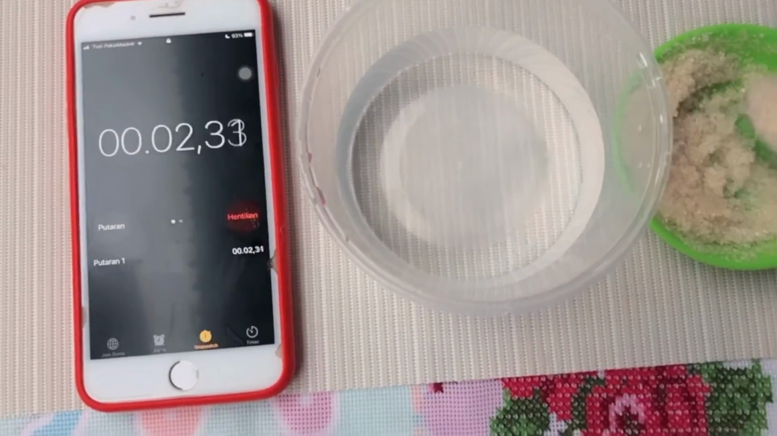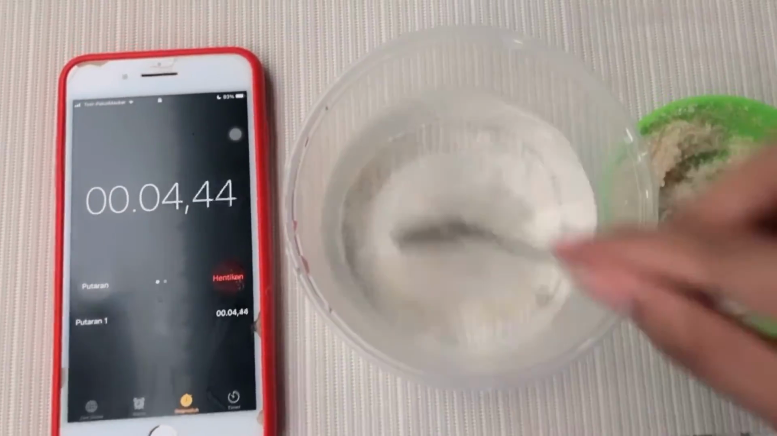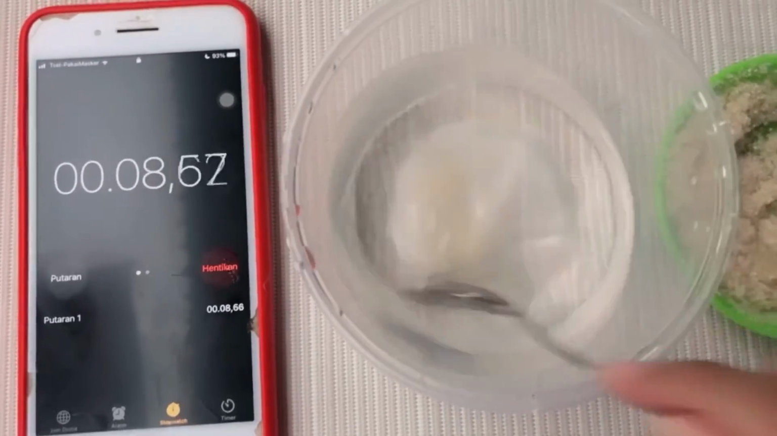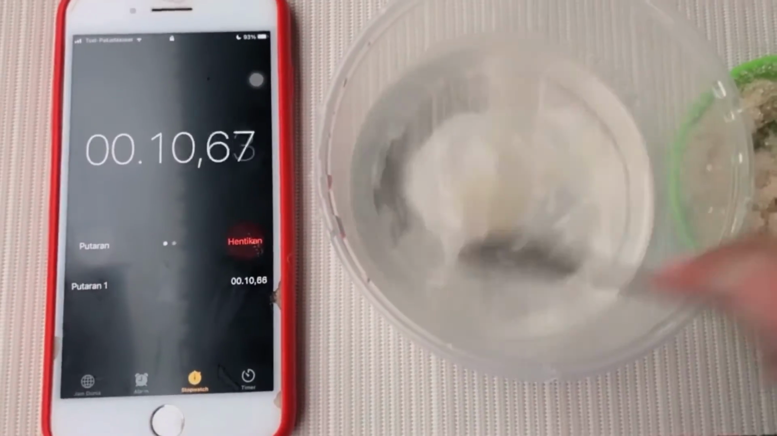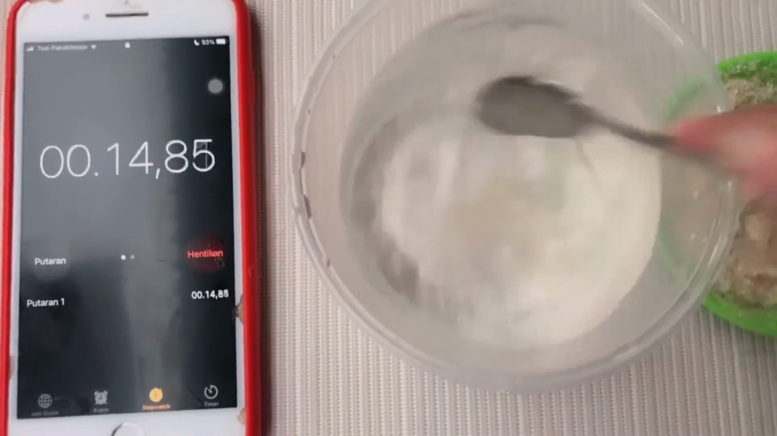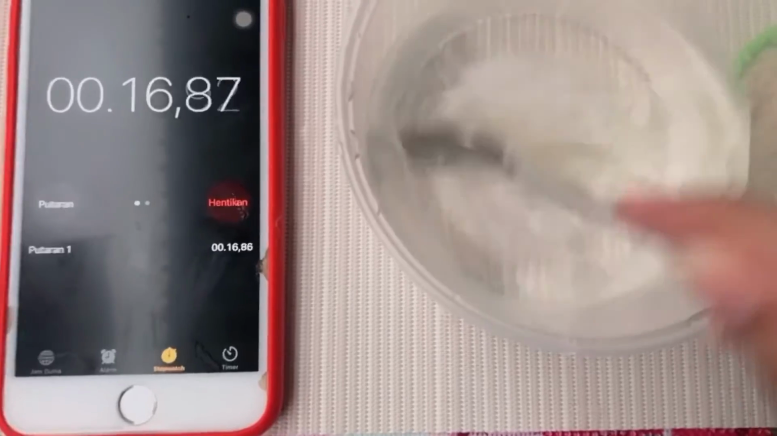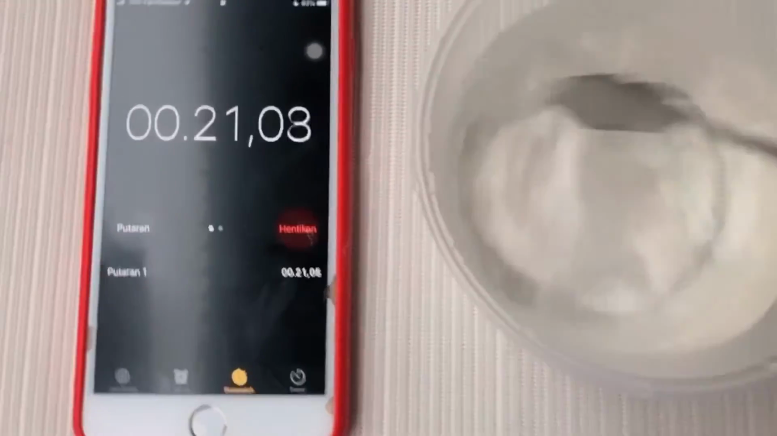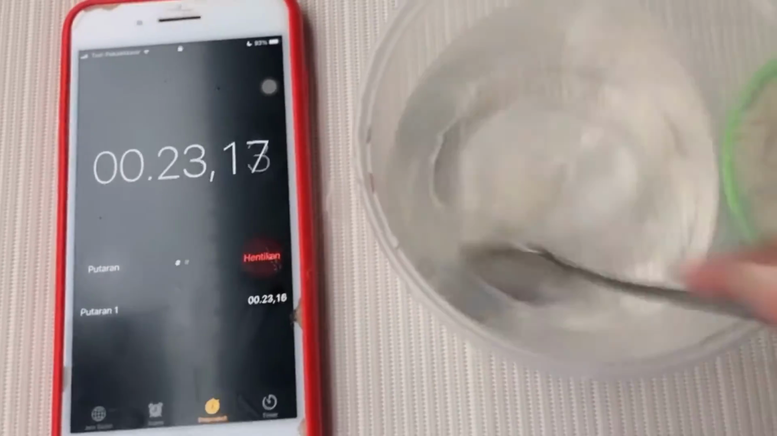The next experiment in this step is the experiment with stirring. In this second glass, I already filled the glass with plain water, and then I add a spoonful of sugar, and then I stir and record the time with a stopwatch until the sugar dissolves.